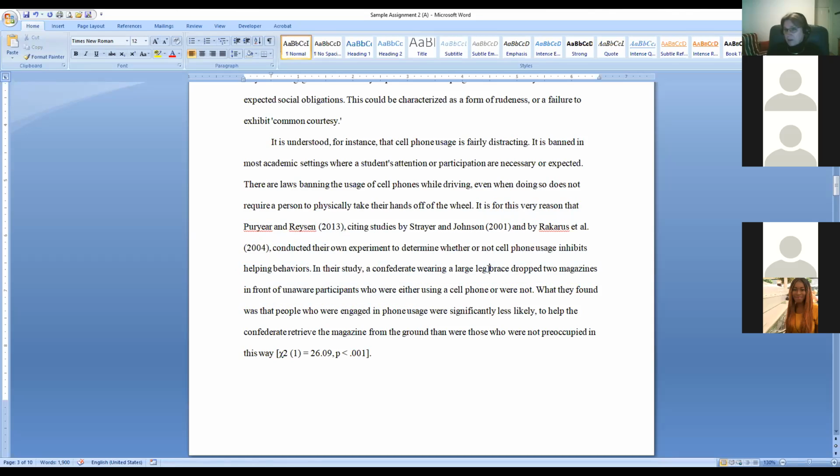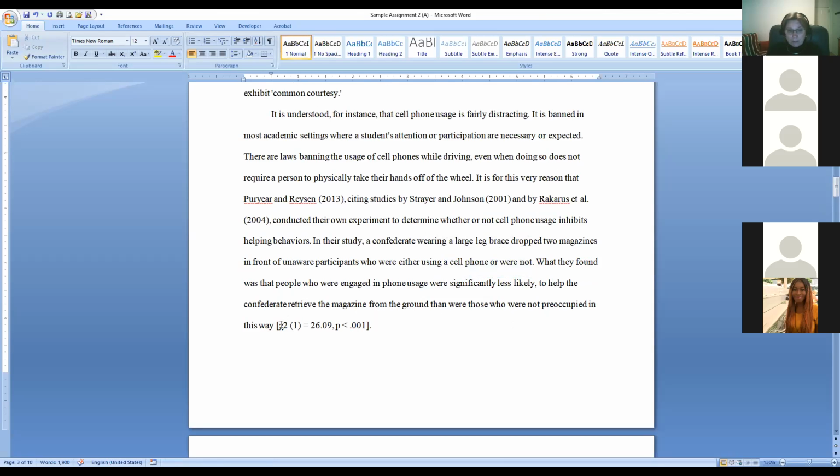And note, this is not about cell phones. This is about somebody who was a Confederate and who was wearing a leg brace and dropped something. See if people will help this person pick up the magazines. And obviously, what they looked at is whether a person who was targeted as a helper, a participant in observation, was on a cell phone or not.